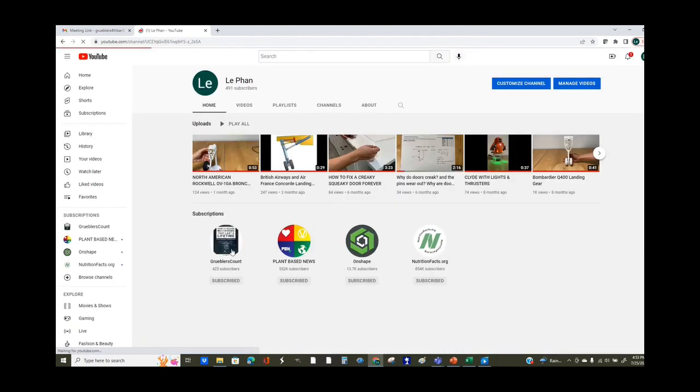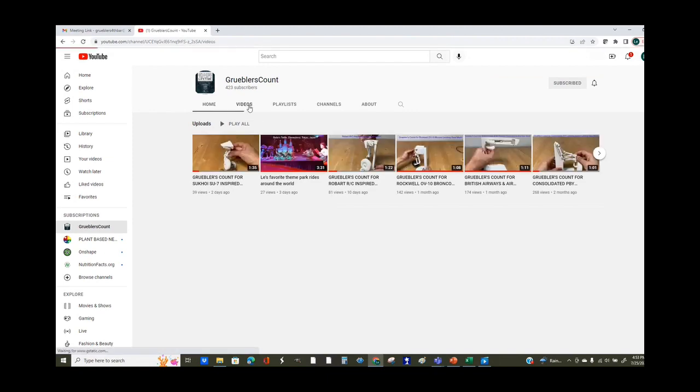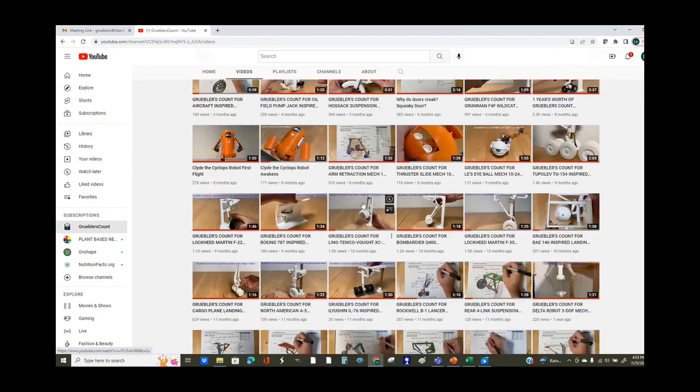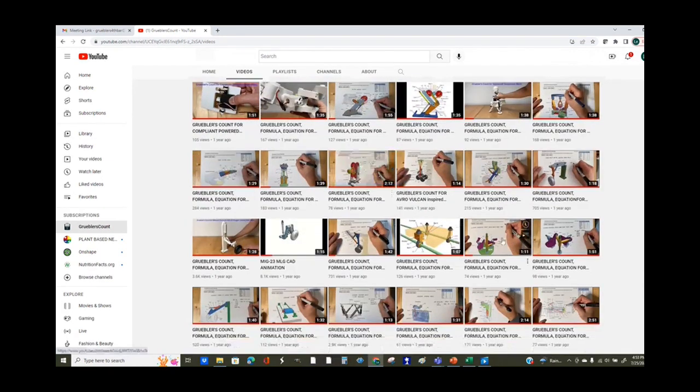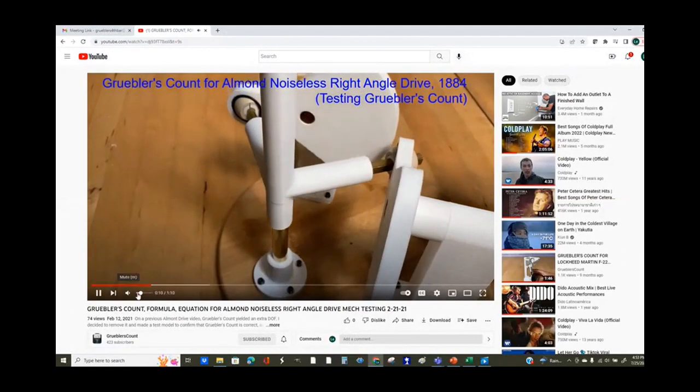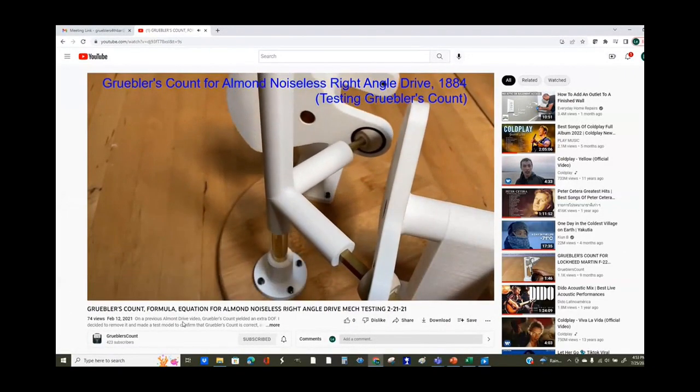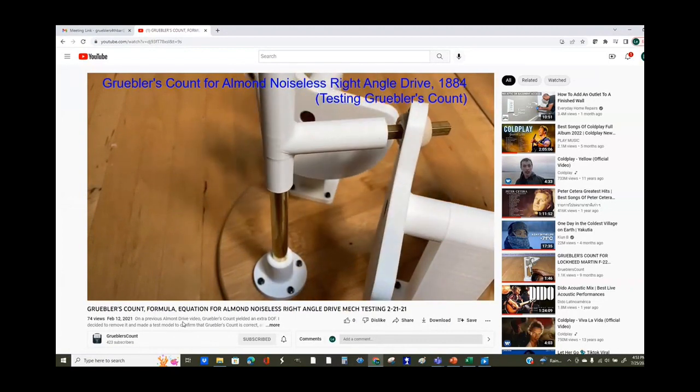There's a mechanism called the Allman 90-degree drive. It's a noiseless drive, built back in the 1800s. I thought it was kind of neat, so I decided to build it and put Gruebler's to the test. Can you guys see my screen? Yes, you're good.